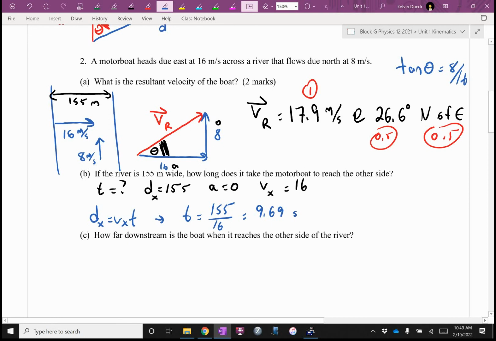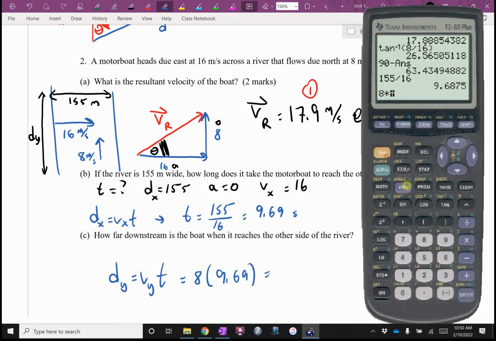How far downstream is the boat? Okay, downstream, that's going to be in this direction. That's a dy. So I think I'm going to go dy equals vyt plus a half at squared, but a is still 0. So I guess I'm going to use the 8. I'm going to write 9.69, but I'm going to use my answer button. 8 times answer button. And I get 77.5 exactly if I use my answer button. If you didn't use your answer button, you probably got 77.4 something or 6 something.